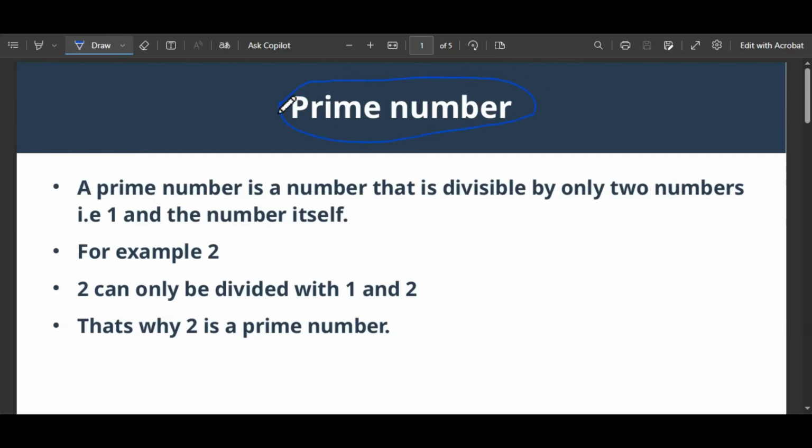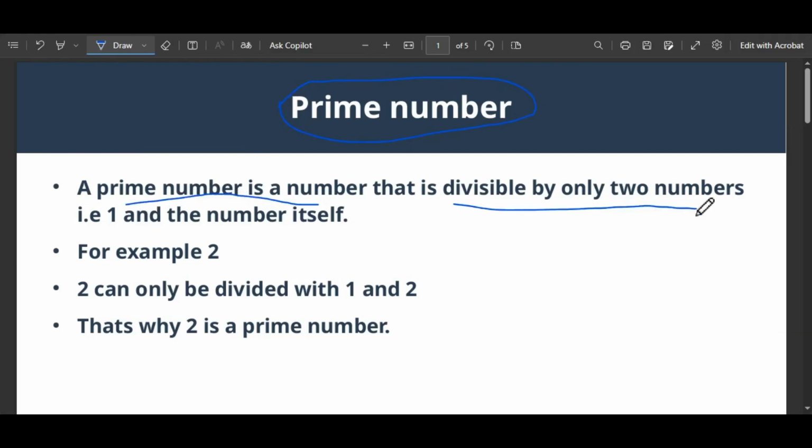A prime number is a number that is divisible by only two numbers. Any number that is divisible by only two numbers, and those two numbers are 1 and the number itself. So I am saying a prime number can only be divided using two numbers. Those two numbers are 1 and the number itself.